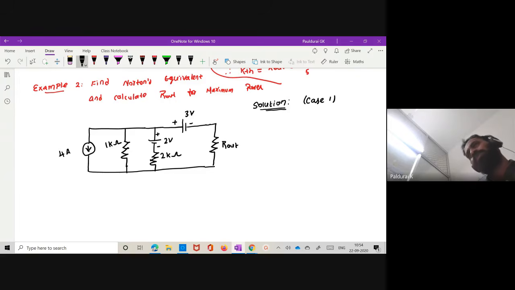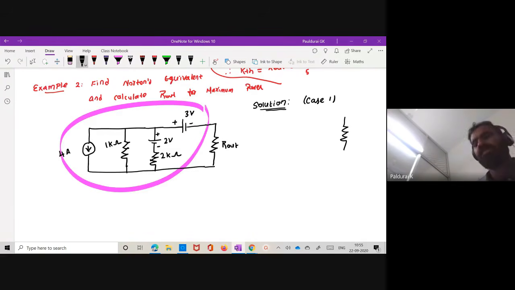You please do by yourself. I don't want to disturb you people. Find the Norton equivalent, that's it. So for the Norton equivalent, R out has no change, and the remaining part can be replaced by a single current source in parallel with a resistor. This current source is given by IN, and this is my RL, and you know the procedure to calculate both. So you do by yourself.